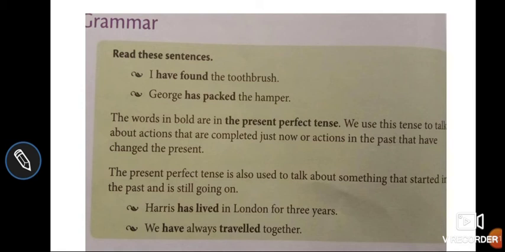The present perfect tense is also used to talk about something that started in the past and is still going on, like I told you. Harris has lived in London for 3 years. That means he has been living in London for 3 years and he continues to live there. Even now he is living there. We have always traveled together. It means in the past also we traveled together. Now also we are traveling together.